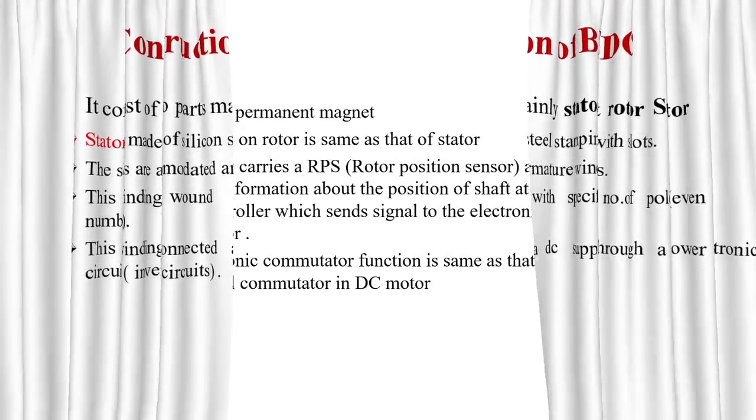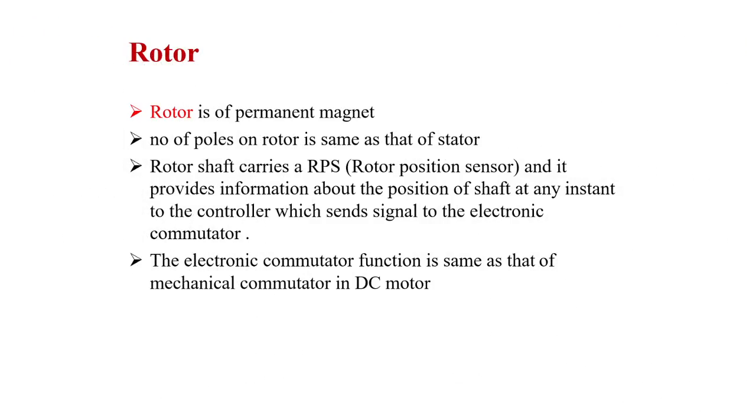Now let us see the next part of construction, that is rotor. Rotor is a permanent magnet. Here number of poles on rotor is the same as the number of poles on stator. So stator poles should be equal to rotor poles in this case, in brushless DC motor case.